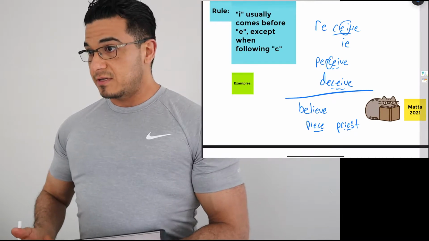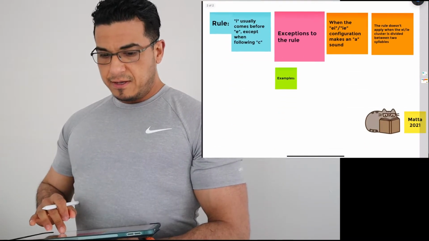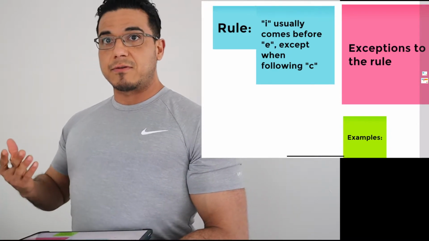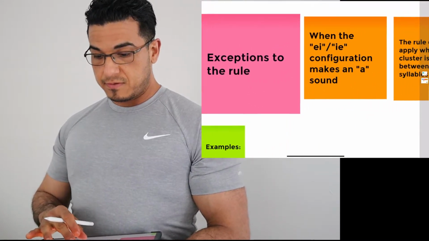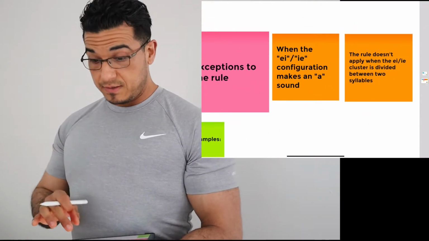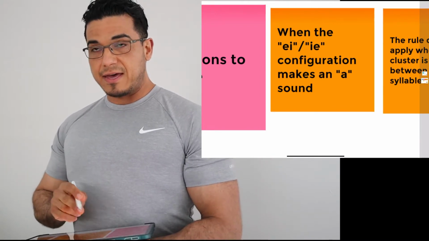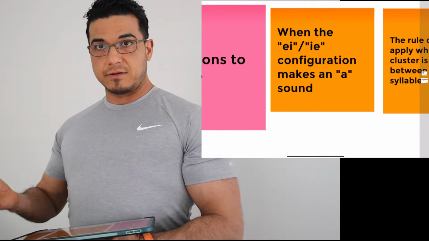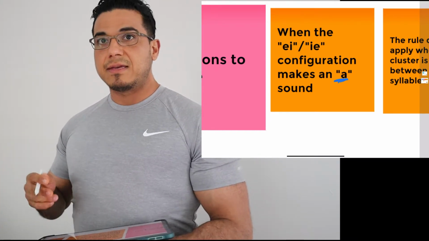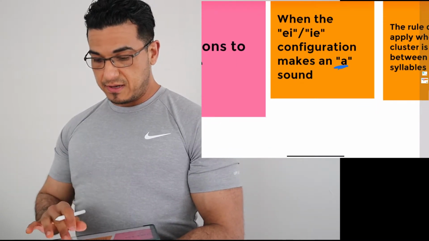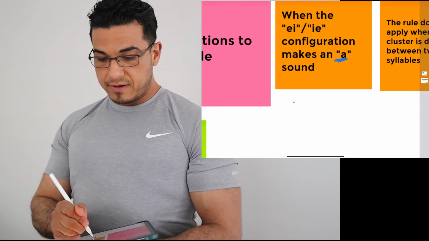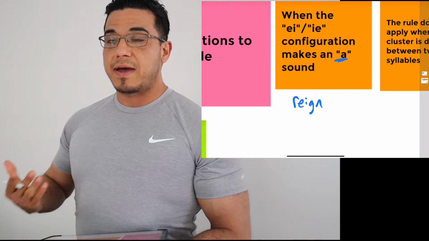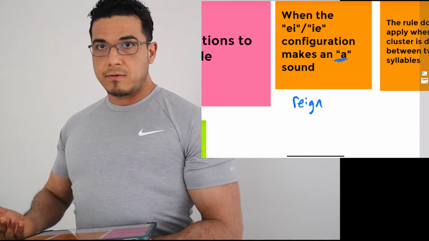Okay, let's go ahead and take a look at some of the exceptions that are involved in this rule. Again, the rule being I usually comes before the letter E, except after the letter C. However, there are two things to consider. The first: I does come before E except after C, however, you don't change that particular configuration if the sound that they make is an A. An example would be reign. If you have a king or queen and they have dominion or power over something, we say that they reign over it.